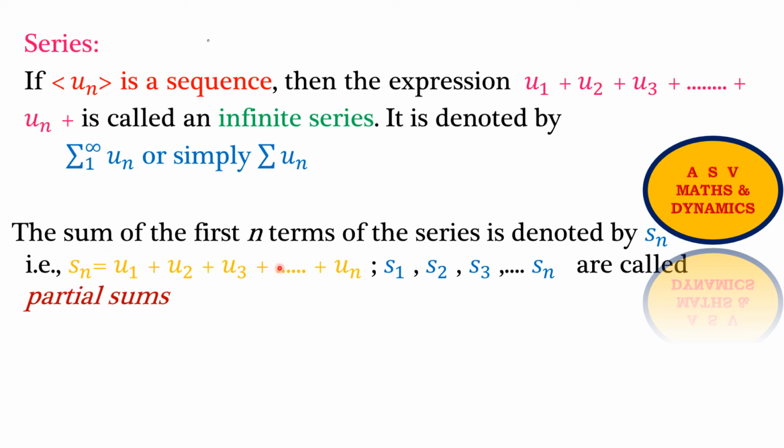So the sum of the first n terms of the series is denoted by Sn. What is the meaning? Sn means u1, u2, u3 etc. plus un. S1 means u1, S2 means u1 plus u2, S3 means u1 plus u2 plus u3. This is a partial sum, you have to understand. Likewise if you write it, it is a partial sum.